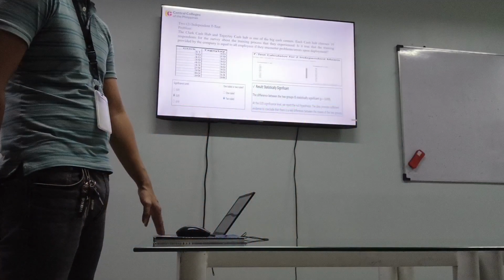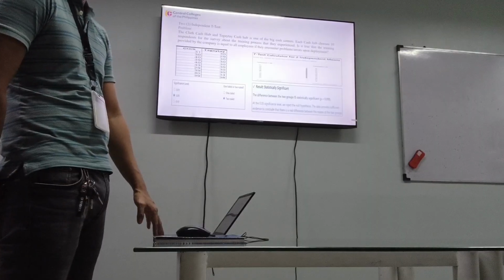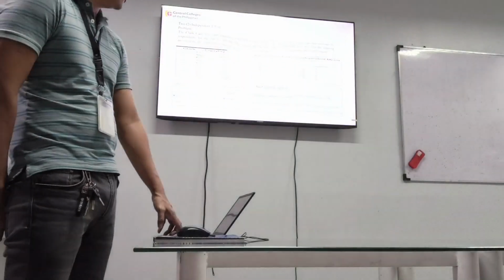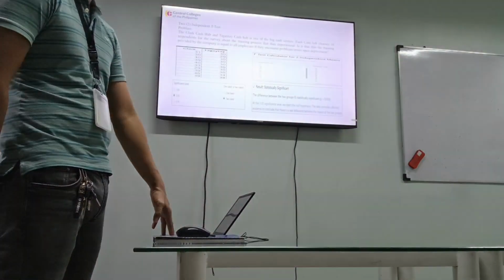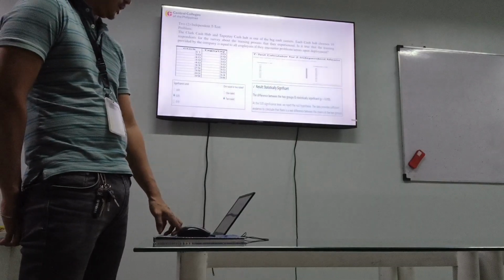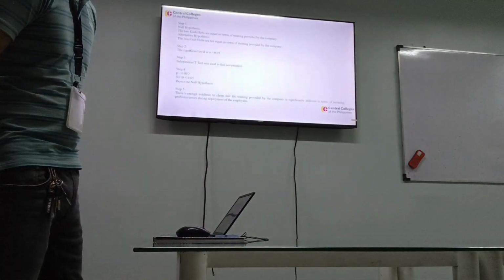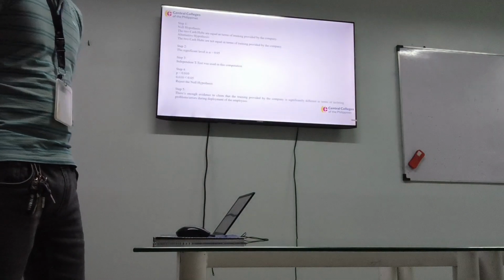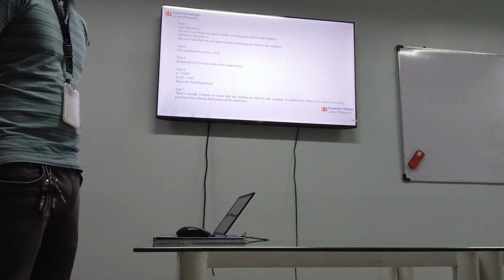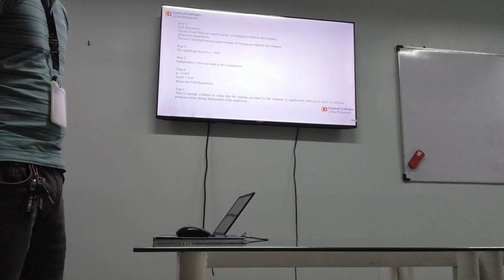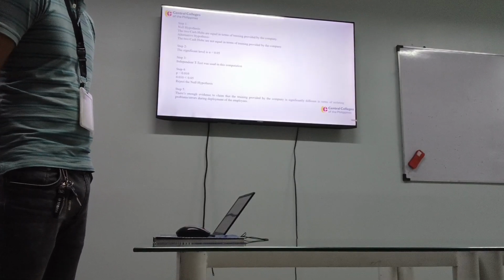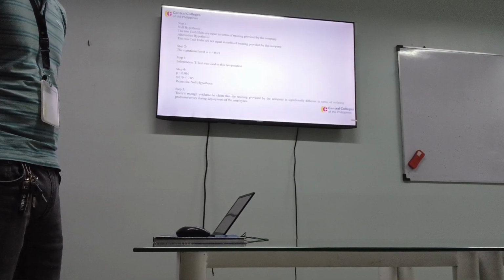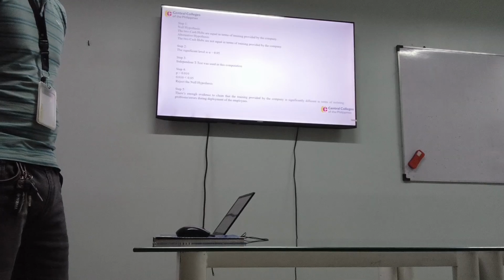Kasi po, significance level is the same, 0.05, so two-tailed. So ang lumabas po is the p-value is 0.010. And then, step number 1, the null hypothesis is the two Kashabs are equal in terms of training provided by the company. Alternative hypothesis, the two Kashabs are not equal in terms of training provided by the company.